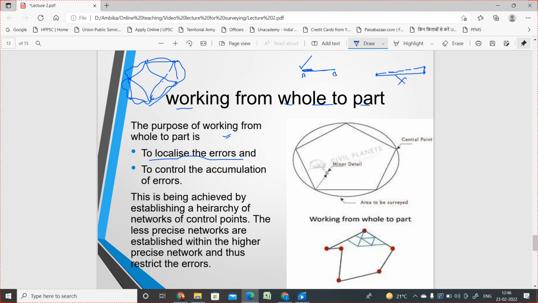This is achieved by establishing a hierarchy of a network of control points. The less precise networks are established within the higher precision network, and thus the error is restricted. The same thing applies when lines are joined together, so we always work from whole to part.